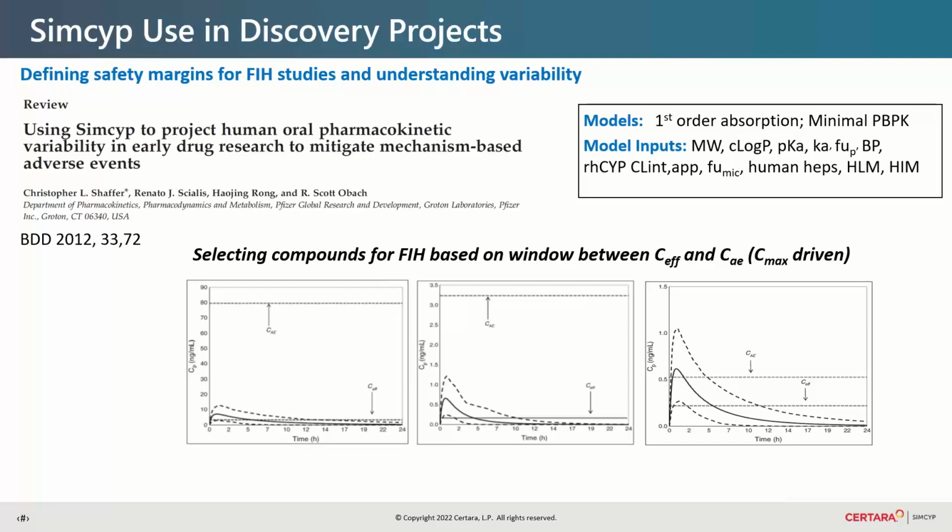And for the third compound, in this case, there's a narrow window between where you would see the efficacious effect and the adverse events. So again, just showing an application where making predictions for compounds early on, you can use that information within your decision making.